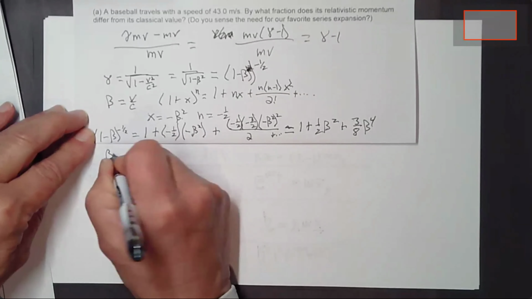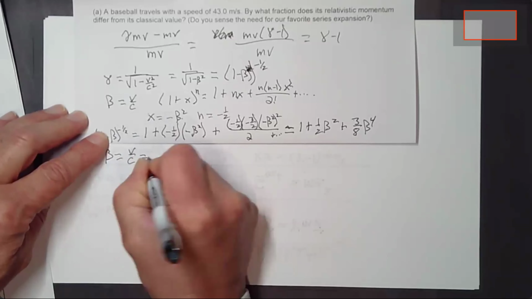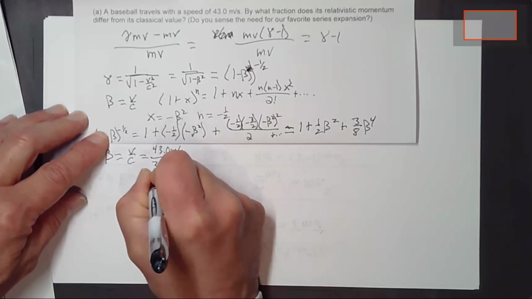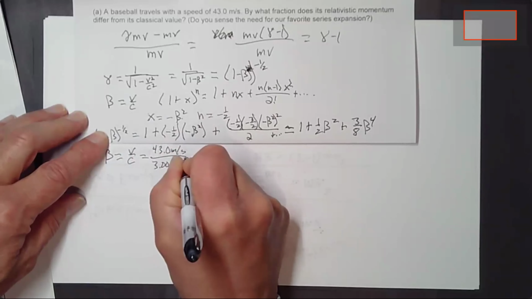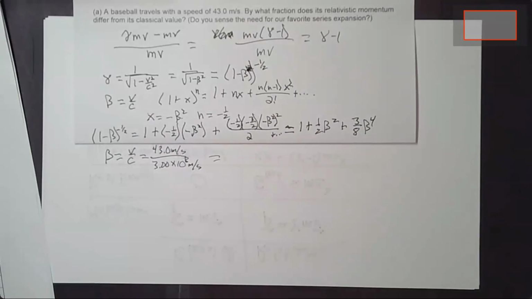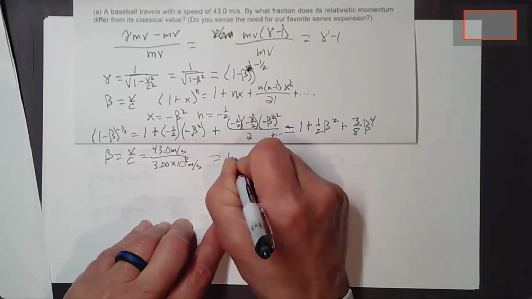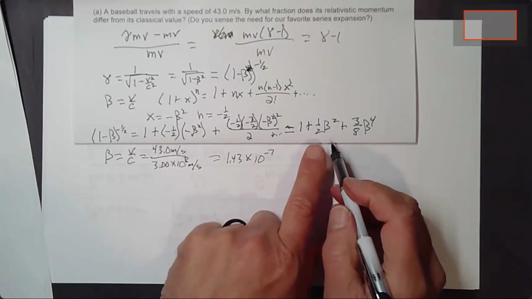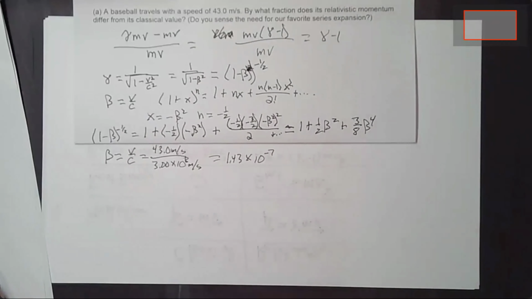For us, beta is going to be V over C, and that's going to be 43.0 meters per second over 3.00 times 10 to the 8th meters per second. That's the speed of light. And this is going to be a pretty small number. Okay, 1.43 times 10 to the minus 7th. Okay, so what this series expansion, I'm going to store that on my computer so I don't have to keep track of it too much. Where the heck is, there it is.